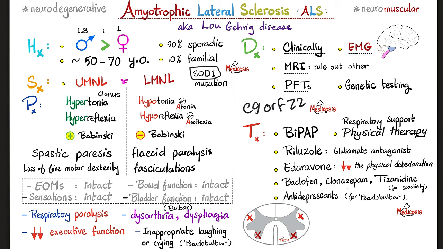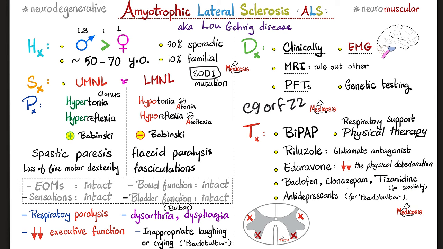Treatment for the respiratory paralysis, you have the BiPAP and respiratory support and physical therapy. Severe progressed cases might need ventilatory support. Riluzole is a glutamate antagonist that can help some patients with ALS. Another drug is edaravone, which decreases the physical deterioration seen in ALS.